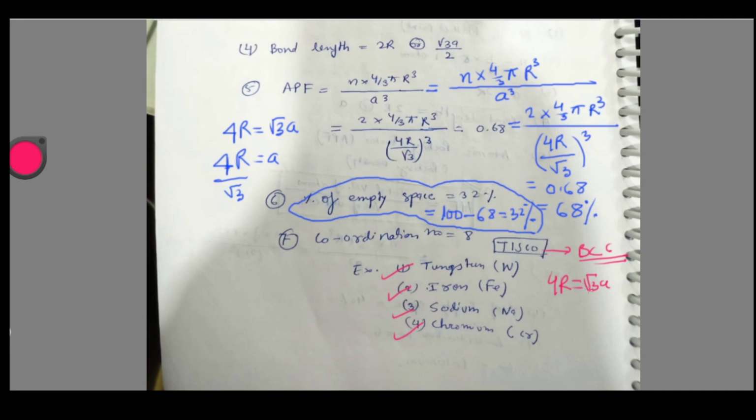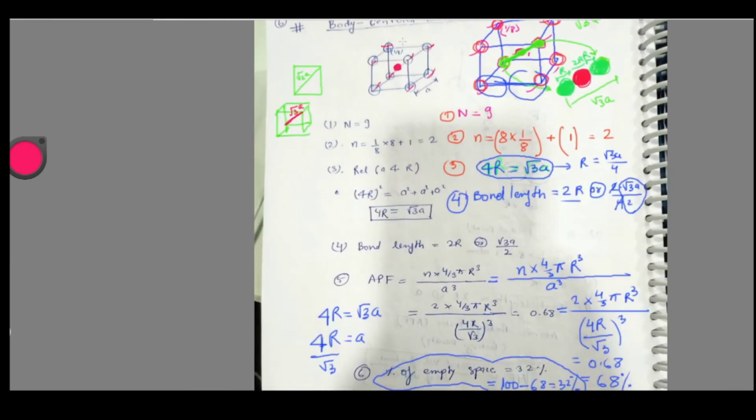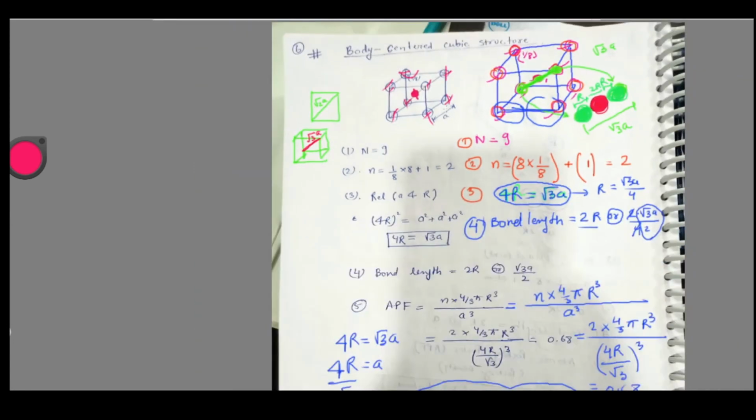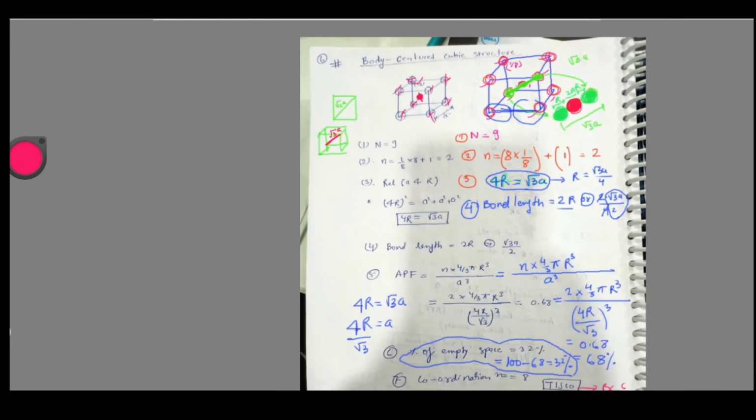And an important part is the relation between R and the atomic side: R is equal to root 3 A by 4, and 68% is the atomic packing fraction, the coordination number is 8, the effective number of atoms is 2, and the bond length is 2R, or root 3 A by 2. This is the important thing we should remember. And the lattice point is 9. This is 1, 2, 3, 4, 5, 6, 7, 8, 9. So the 8 corners plus the center make 9 lattice points.